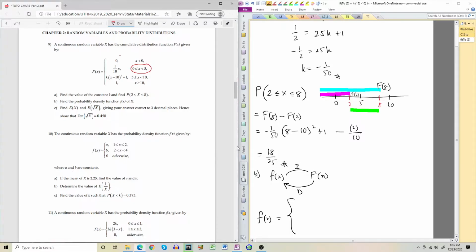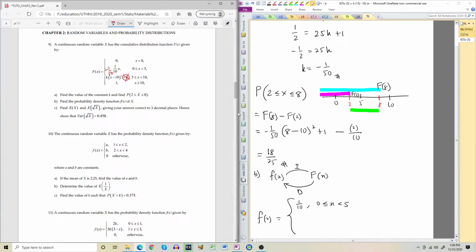So this 0, you differentiate because we want the density function. If you differentiate 0, no need to write that. Now this one you differentiate, you will get 1 over 10 for the interval 5. Done. Remember this k is negative 1 over 50. So when you differentiate this one, it is gone, left is negative 1 over 50.